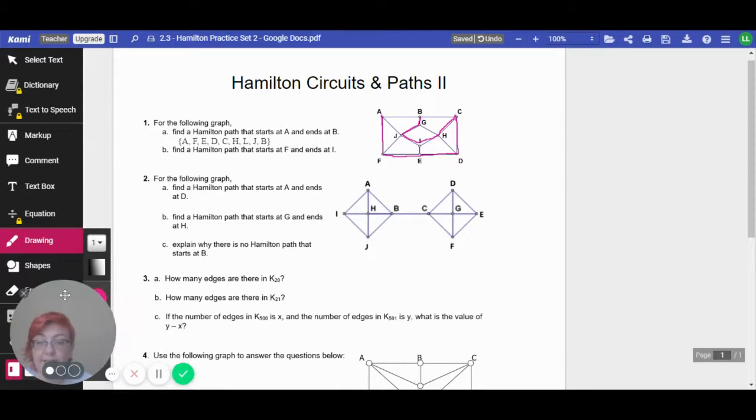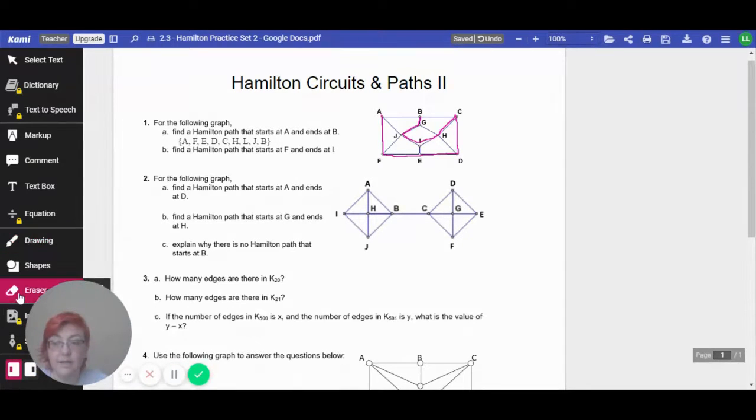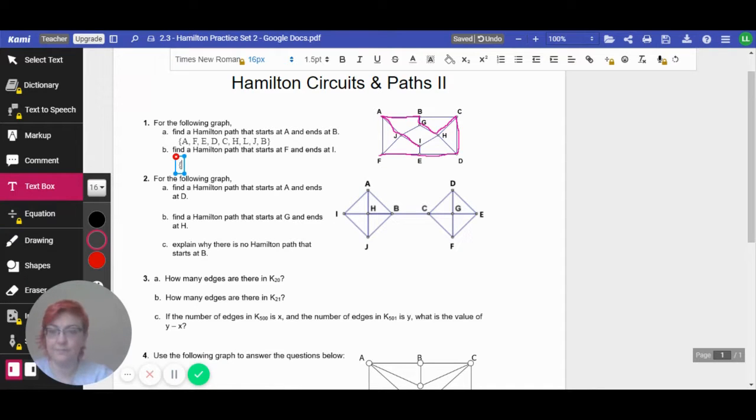All right. Next, I need to find a Hamilton path that starts at F and ends at I. Okay. I'm going to go F, E, D, C, H, G, B, A, J, I. And there's my Hamilton path starting at F and ending at I. I'll go ahead and put that in.